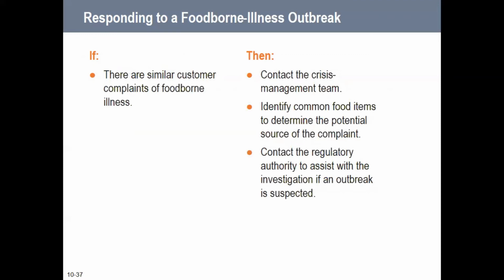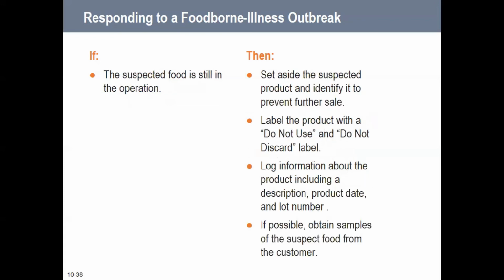If a similar customer complains of foodborne illness, then we definitely need to make sure the team is involved, because we look at identifying what common food items and determining the source of the complaint. And we need to contact the health department, our regulatory authority, to assist with the investigation, because if we think an outbreak is suspected, we do need to get the health department involved. I know you're like, I don't want to get the health department involved. You don't want to, but you need to, okay, if it gets to that point.